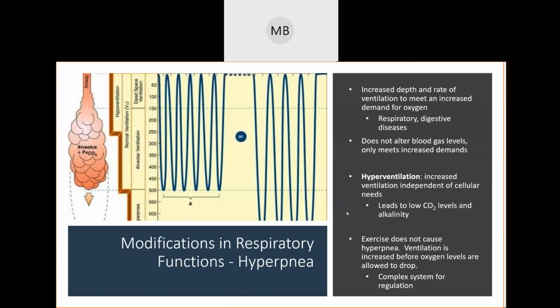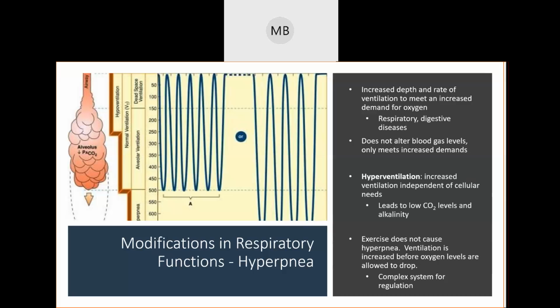And this brings us to objectives 20 and 21, right? Objective 20 is differentiate between hypernia, associated with exercise, and hyperventilation. Objective 21 is describe how acclimatization to high altitudes can occur. So two separate things we're going to talk about, but both involve your respiratory rate, right?